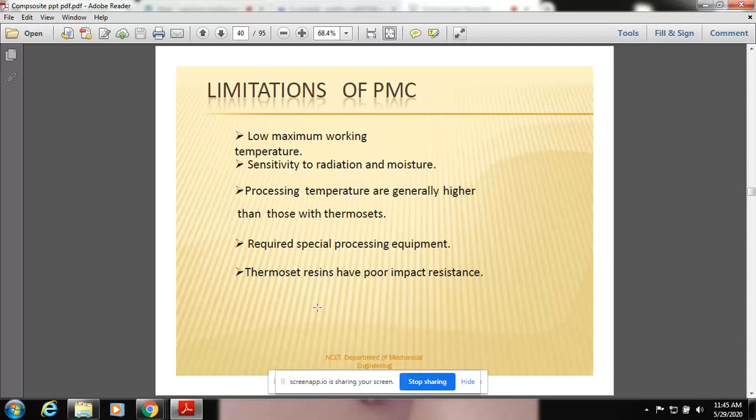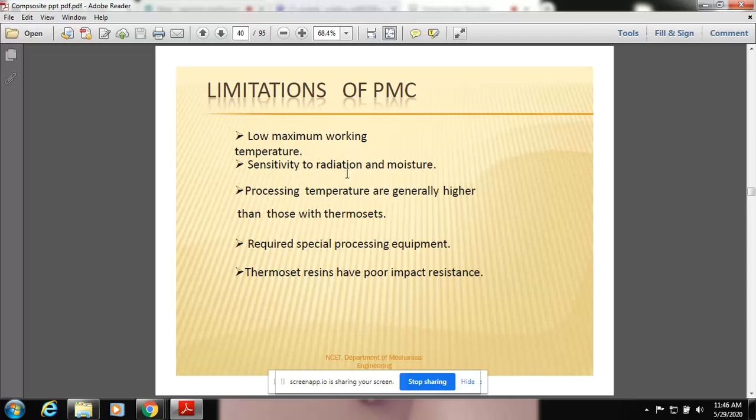If there are advantages, similarly there should be disadvantages. Low maximum working temperature, which means we can't go for higher temperature. What if we go for higher temperature? It starts solidifying. If we go for thermosetting, it becomes harder. If we go for thermoplastic, it becomes softer. So the temperature is limited for PMC. As an alternative to this PMC, we have other kinds that we're going to discuss in the next chapters.